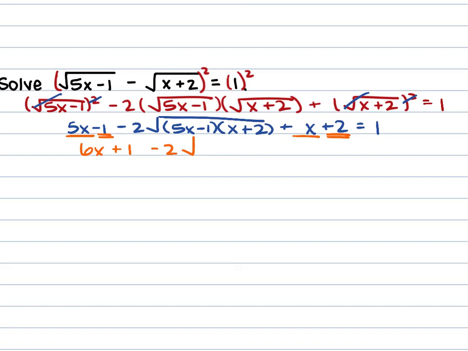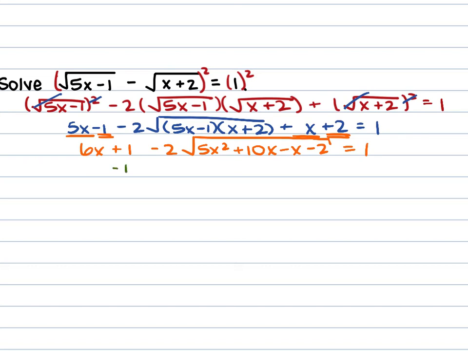The 5x times x is 5x squared. 5x times 2 is positive 10x. Negative 1 times x is negative x. And negative 1 times 2 is negative 2. This is all underneath our radical. And now we are equal to 1.